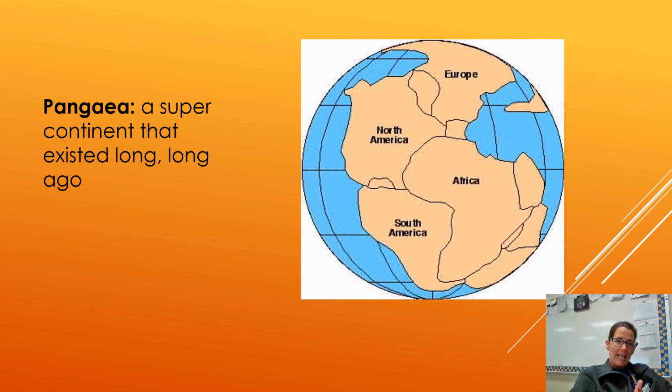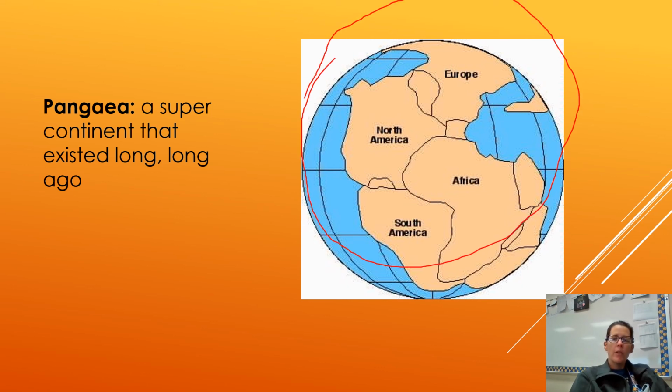So this is the idea, this Pangea. We think the Earth may have looked something like this right here before the plates started moving around and separating. Pangea is a supercontinent that existed a long, long time ago.